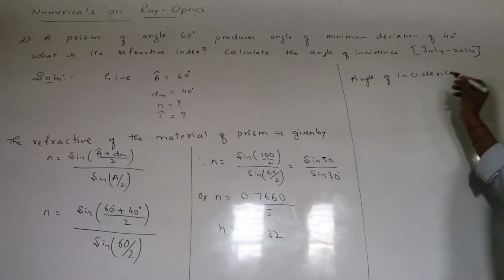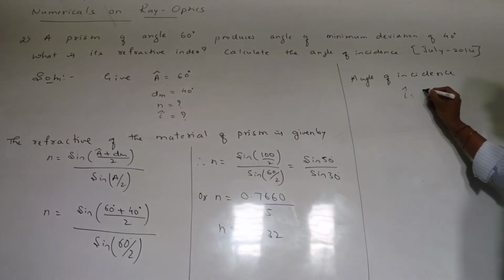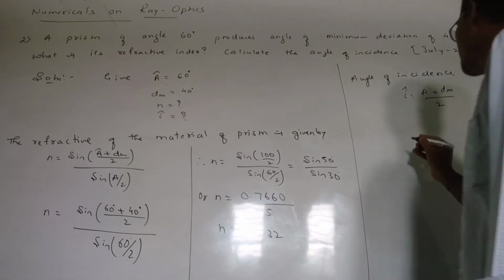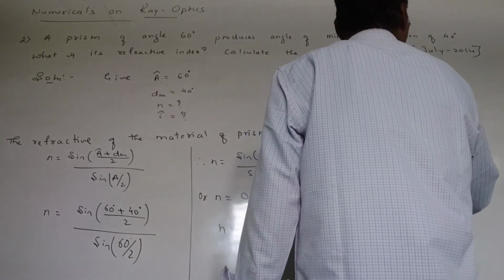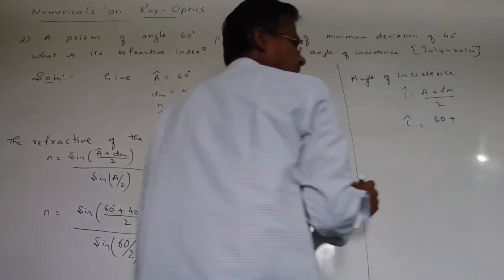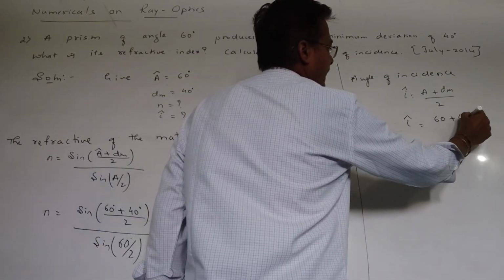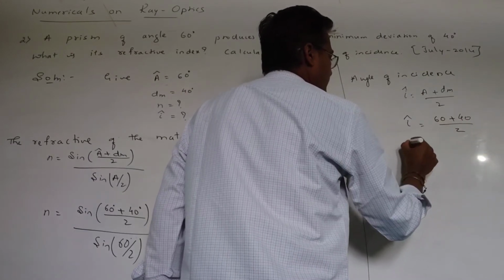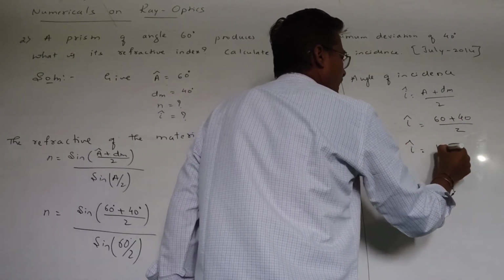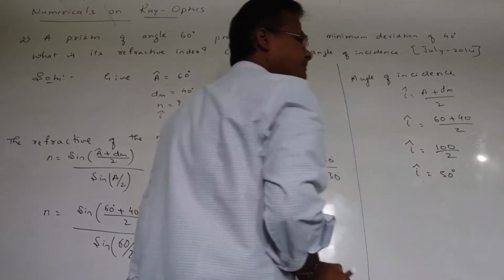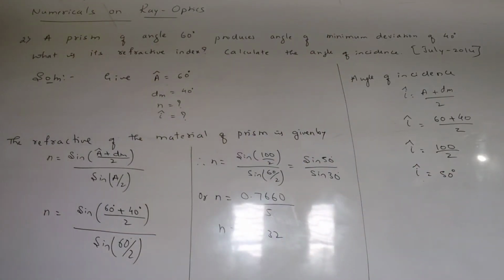So the angle of incidence i equal to (A plus Dm) by 2. So angle i equal to angle A, which is 60, plus Dm, which is 40, divided by 2. That is angle i equal to 100 by 2. So angle i equal to 50. Write down this.